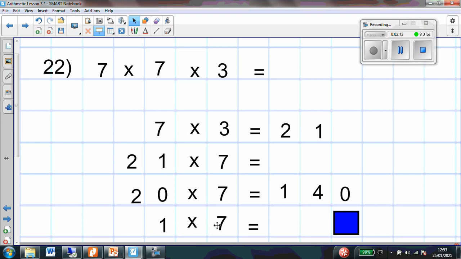And then 1 times 7, hopefully we all know that one. We all know our 1 times table. 1 times 7 is 7. So if 20 times 7 is 140 and 1 times 7 is 7, how can I use these to work out 21 times 7? That's right, I can add them together. So can you just finish off the question by adding these 2 numbers together? I'm sure that you can all do that in your head.